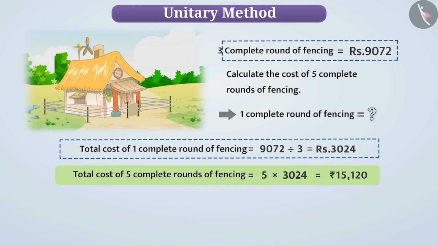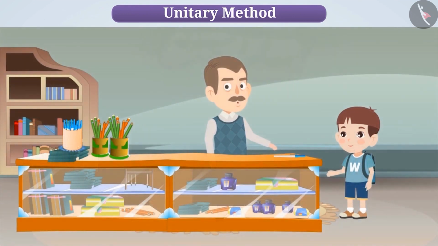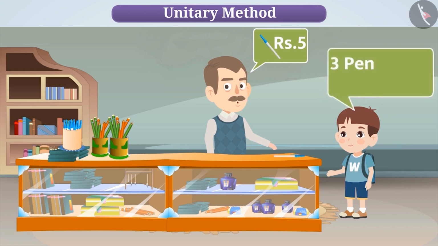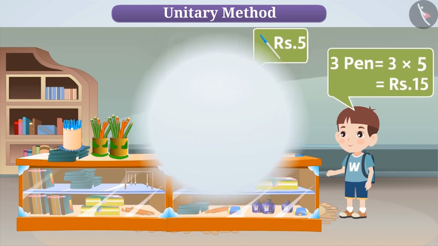Let us understand it with some more examples. When you go to a shop, the shopkeeper tells you the cost of an object. On the basis of this, depending on how many objects you want to buy, you can find out the cost of the total number of objects. Here, you are using the unitary method.